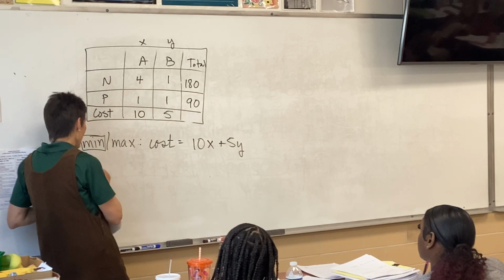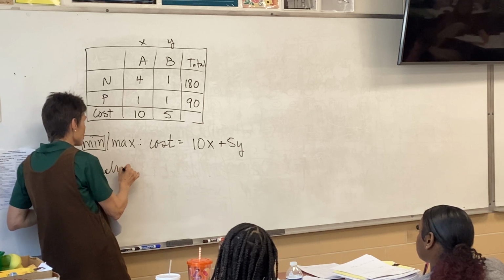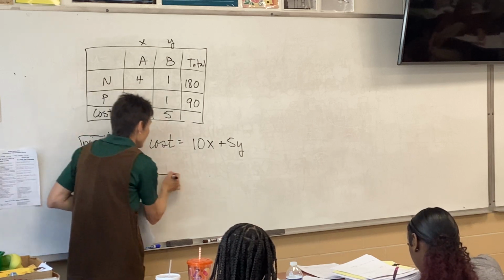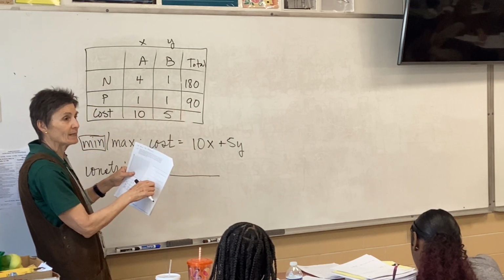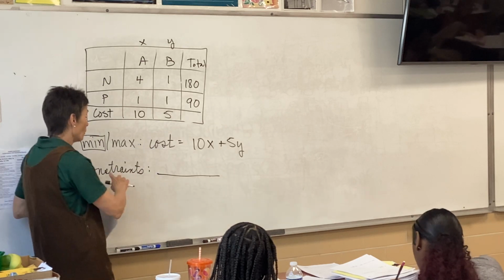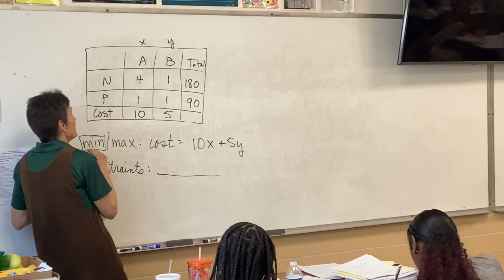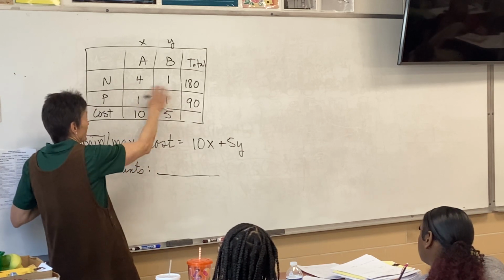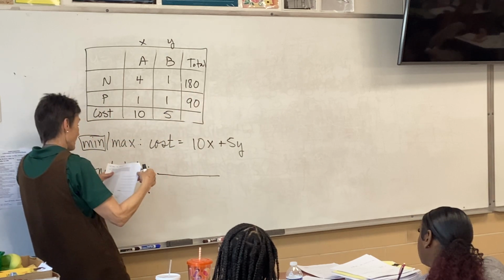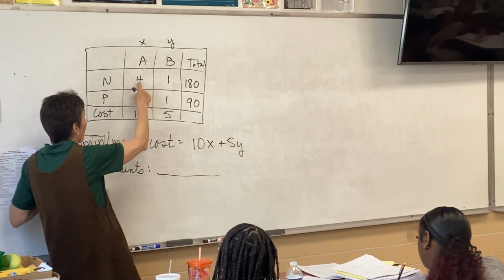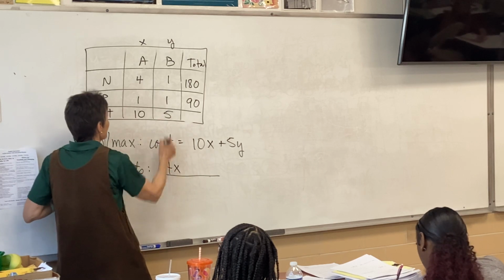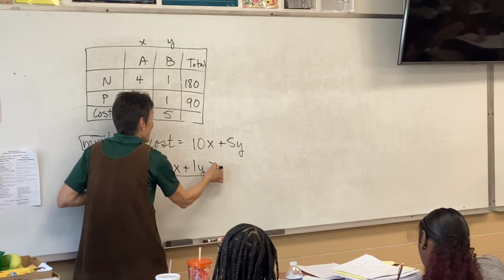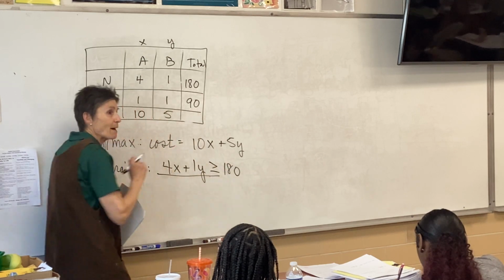All the rest of those lines are for what we call the constraints in the problem. So one of the constraints, and I may have given you too many lines there, I don't know how many it's going to take, but one of the constraints in the problem is that my nitrogen has to add up to be at least 180. So 4 for every X and 1 for every Y has to add up to be at least 180. Does that make sense to you?